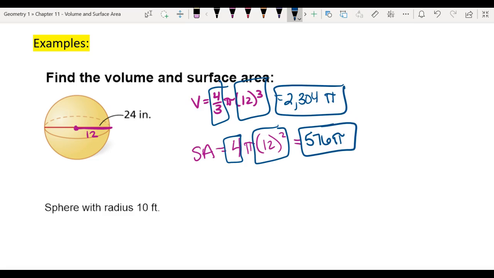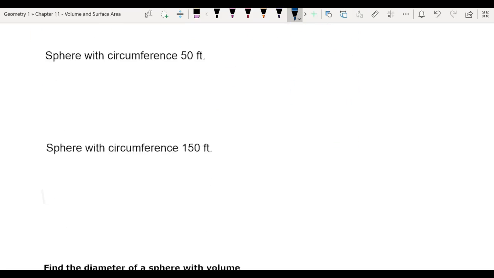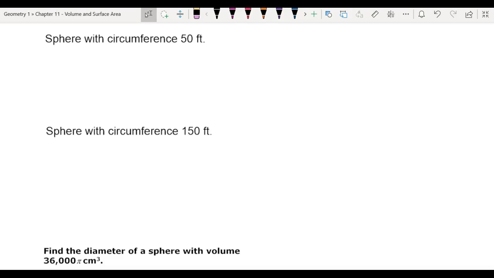Do you guys feel like you need another one like that? Again, this is problems 1 through 3 today. The next are going to be, I think, 4, 5, and 6.